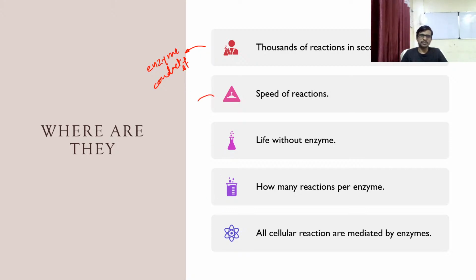If you see the speed of the reaction, it is thousands of times, or you can say 10 raised to 6, 10 raised to 7, 10 raised to 10, 10 raised to 14 fold more than without enzyme or without catalyst. So a life without enzymes you can't predict. You can't see that there may be a life without enzymes, because the reactions are very slow in nature.